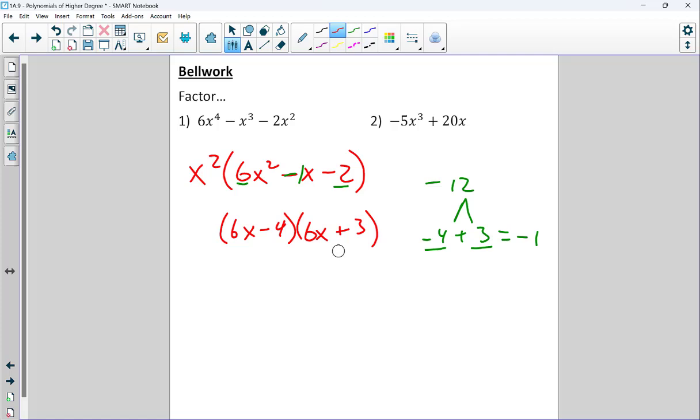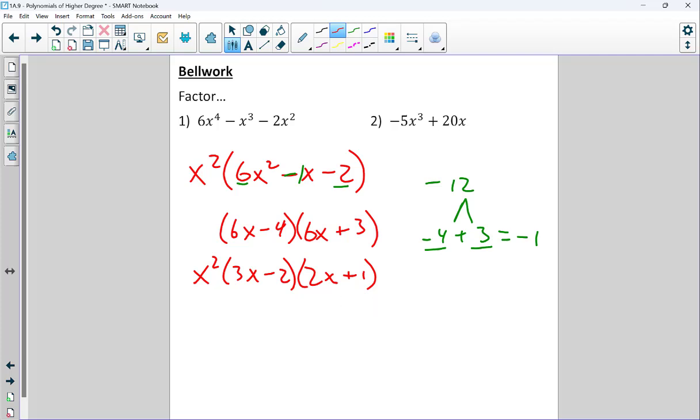I look to see if I can reduce anything. I see 6x minus 4 can be divided by 2, and 6x plus 3 can be divided by 3. Don't forget the GCF, which was x squared, should be up front. Final answer.